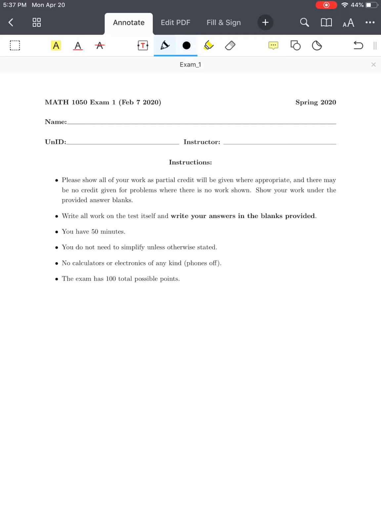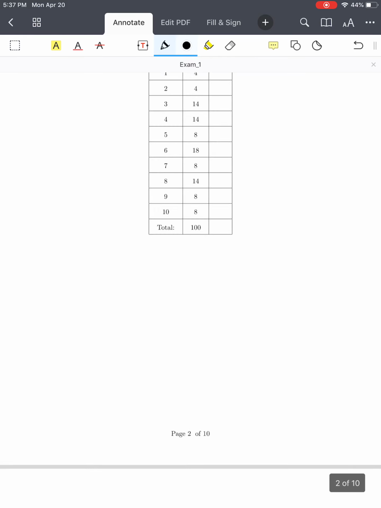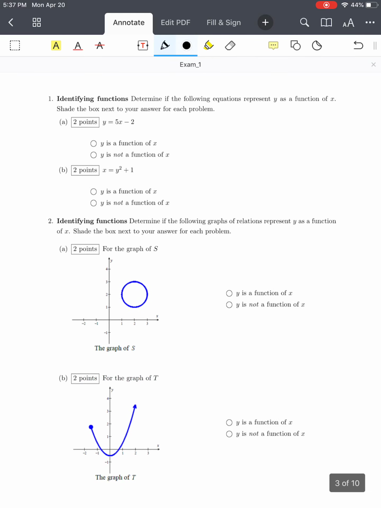Hello. I am going to be going through exam one from this semester, just as a review to help everyone study for the final exam. So, getting to it, number one. Identify if y equals 5x minus 2 is a function or not. Well, y is in terms of just x, so y is a function of x.